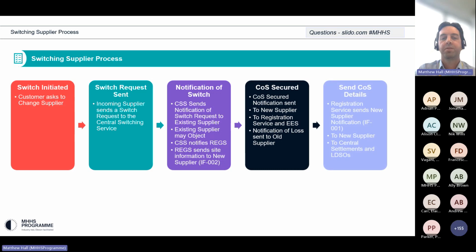On receipt of this cost secured notification, the registration service sends a new supplier notification out, and that's on the IF1. That will go to the new supplier, to central settlements, and to LDSOs.